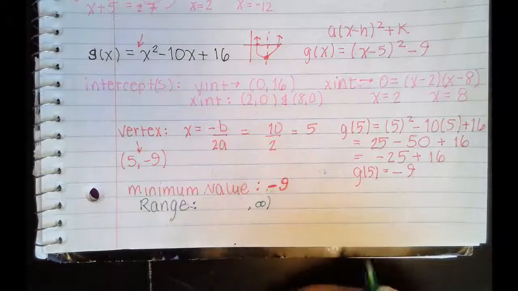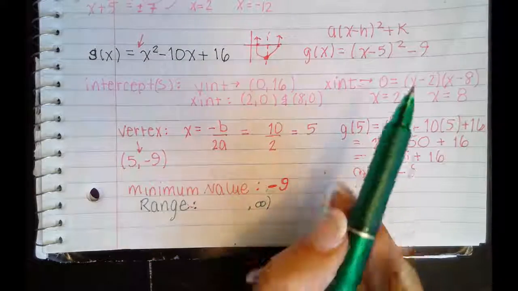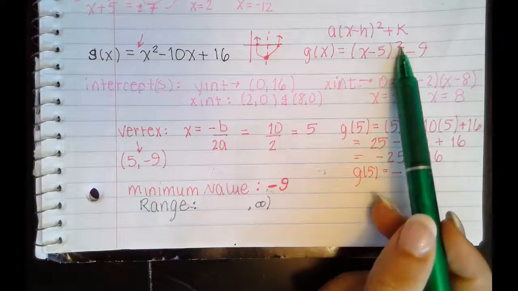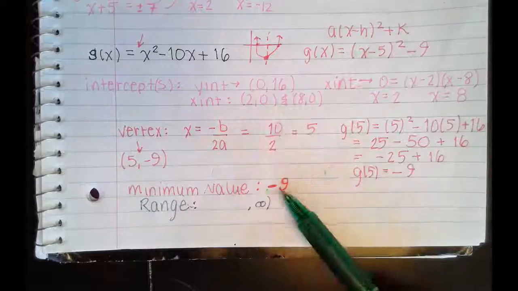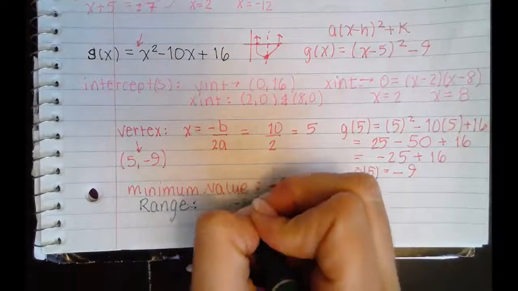The other way to do it, from the graph, we'll have from bottom to top. The lowest, -9, and it goes up until infinity. So hopefully this helps you with some fundamentals about graphing quadratics.